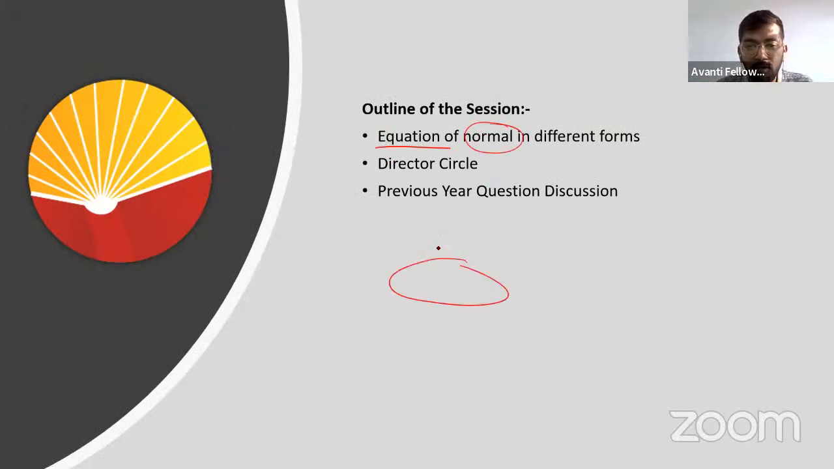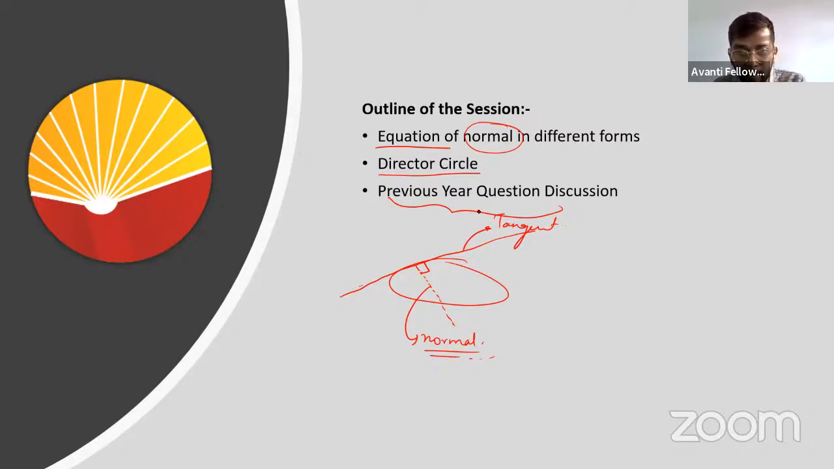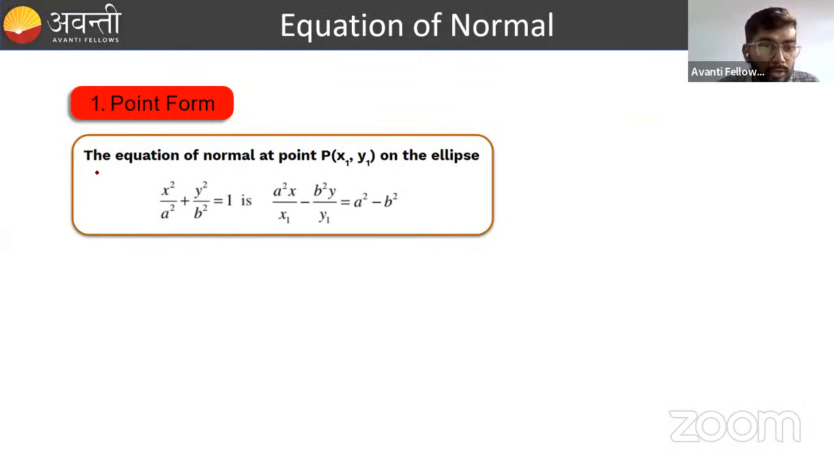What is a normal? First of all, let's clear this out. Consider this as a tangent. Then if you draw a perpendicular line to this tangent, so if this is a tangent, this will become our normal. Okay. And then we will be studying about director circle. And then we'll be solving few questions which were asked previous year. Okay. So the equation of normal at point P x1 comma y1 on the ellipse is given by this thing.